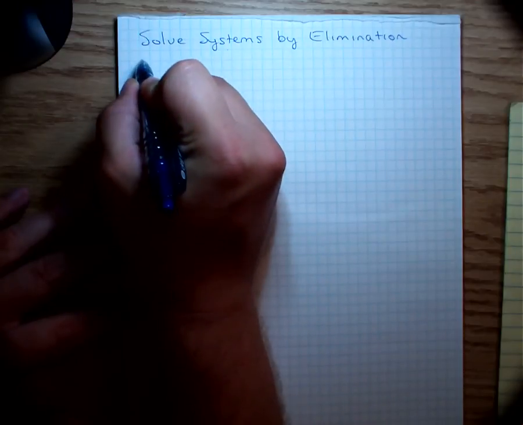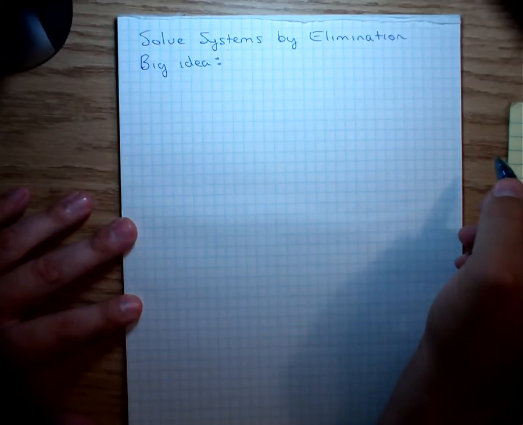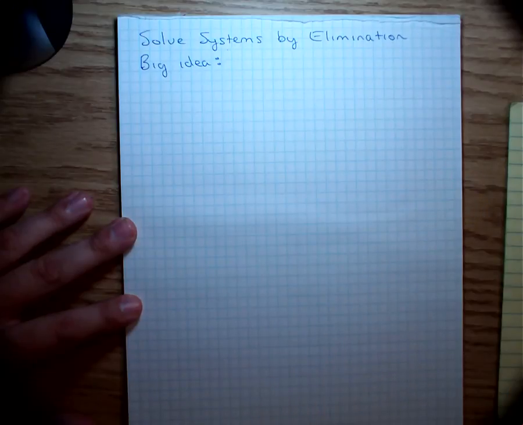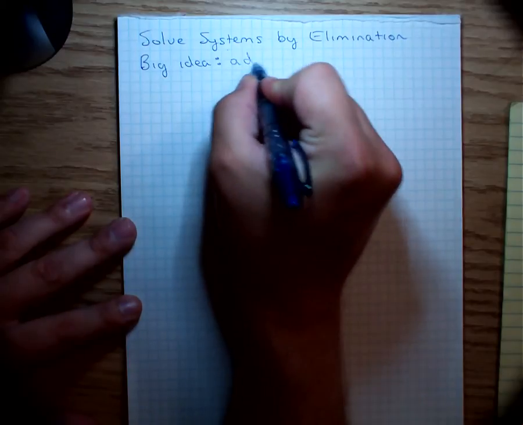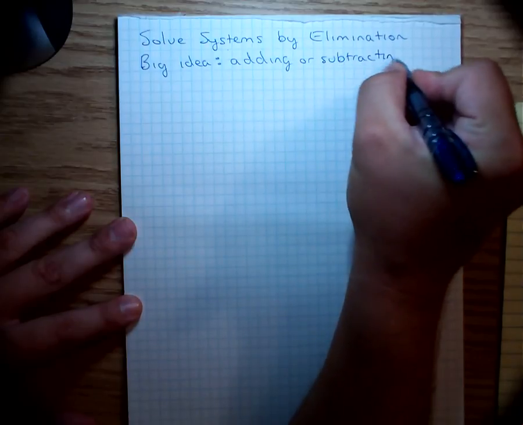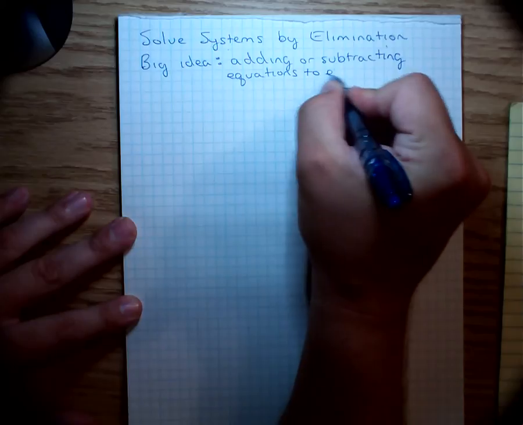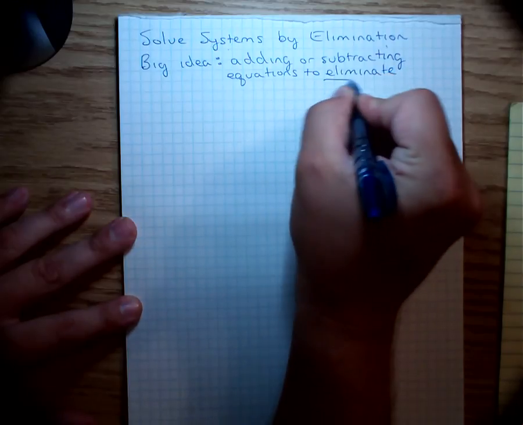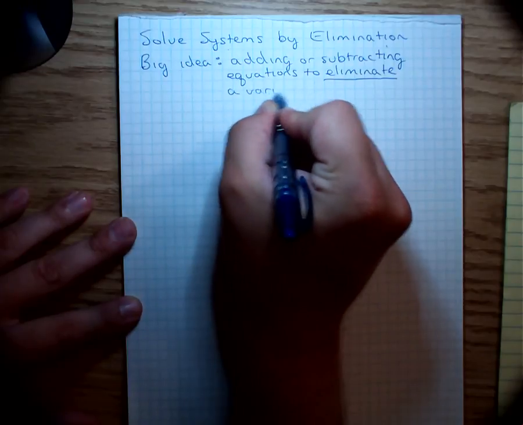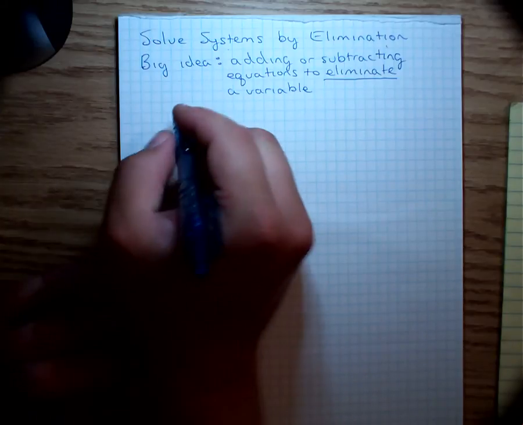And what's the big idea right here? And how do we eliminate the variable? By multiplying one of the equations. So we're trying to combine, adding or subtracting equations is how I'd phrase this, to eliminate a variable. That is the main idea behind this.